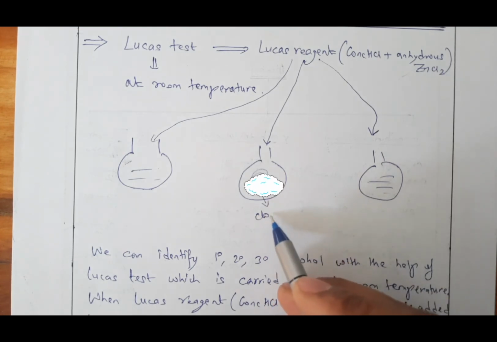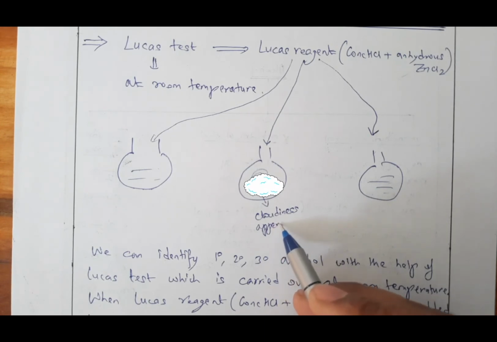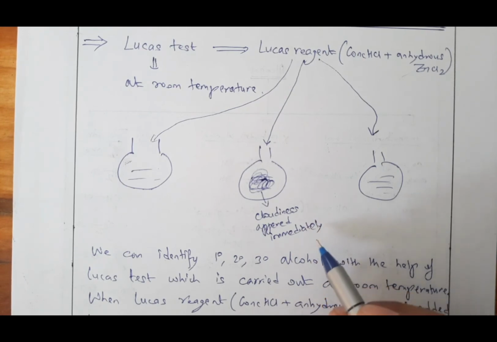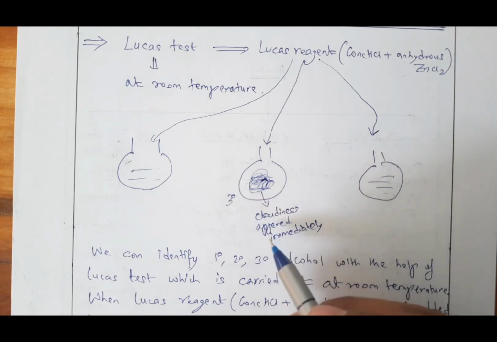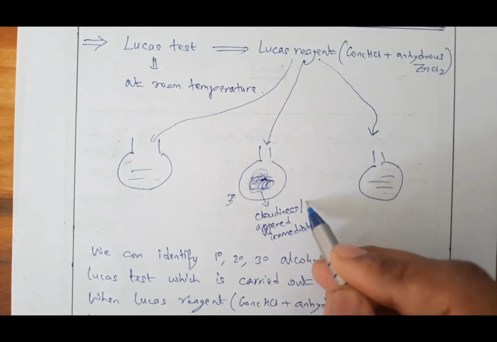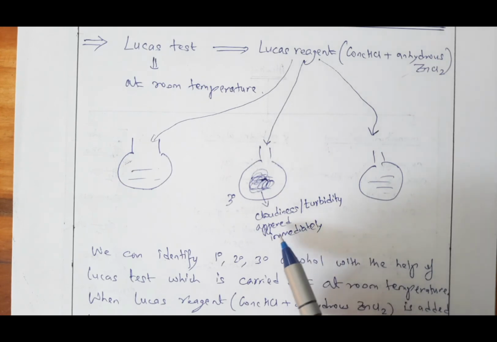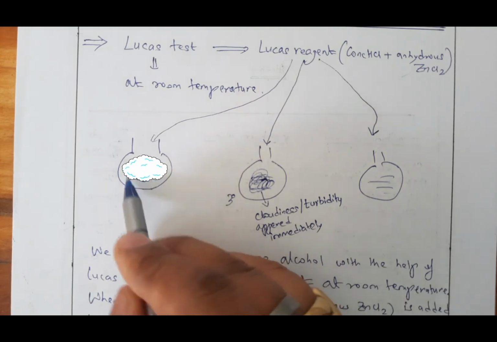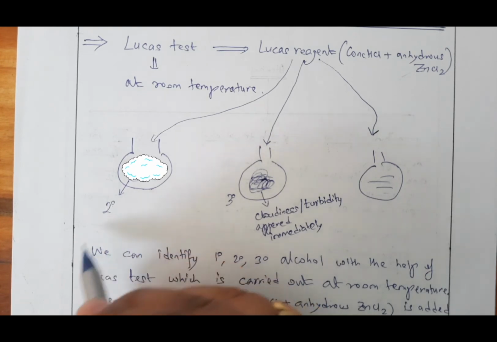After the addition of Lucas reagent, suppose in this bottle cloudiness appears immediately. So if the cloudiness appears immediately, then it is called tertiary alcohol. That means we can identify that this bottle contains tertiary alcohol if the cloudiness appears immediately. But in some books, instead of cloudiness, they may say turbidity. So cloudiness can be replaced with the word turbidity. If cloudiness or turbidity appears immediately, we consider it as tertiary alcohol. But in this bottle, cloudiness or turbidity appeared after a few minutes.